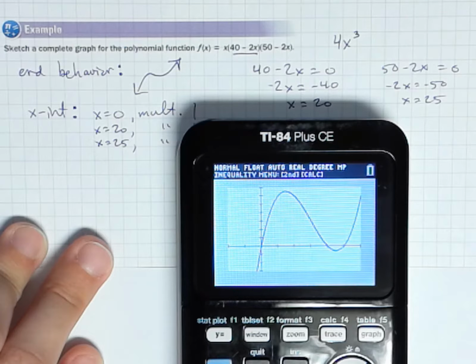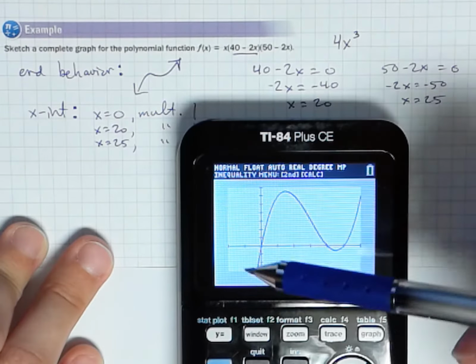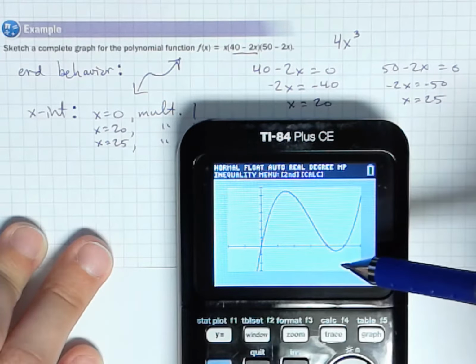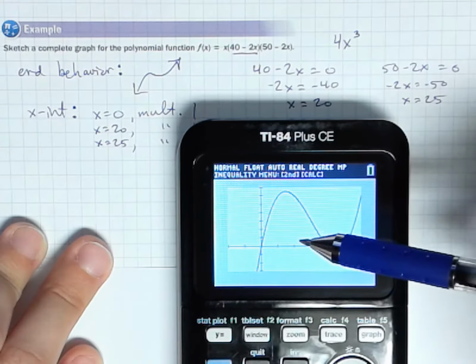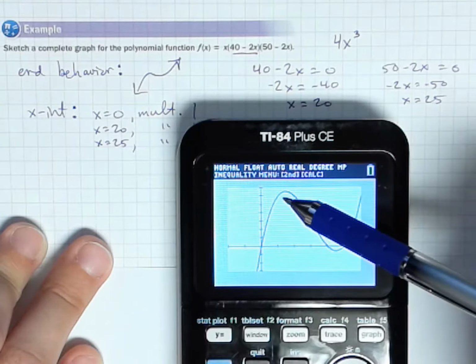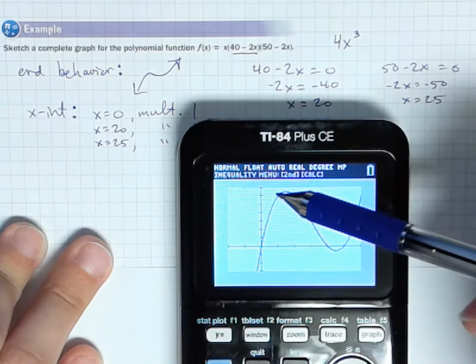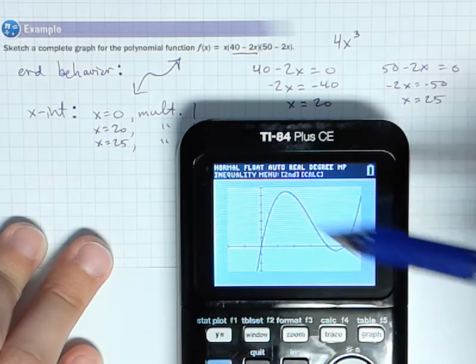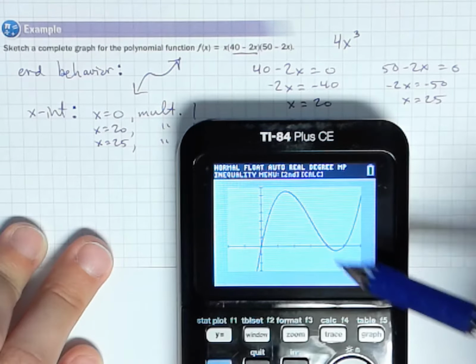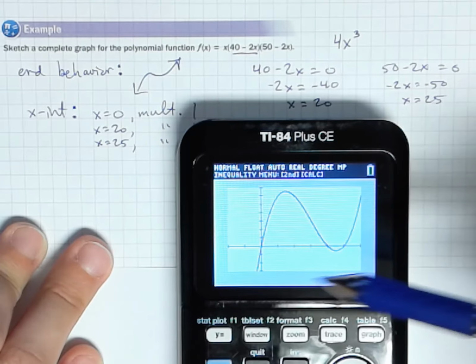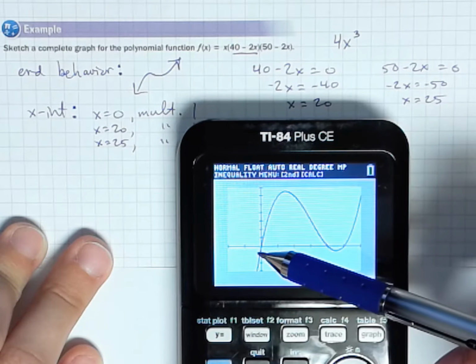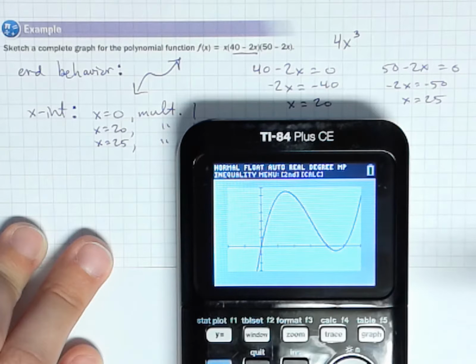Hey, that looks like a polynomial function, right? So we've got our two turns. It was a third degree polynomial, so we could have n minus 1 turns, and that's exactly what we see. So I've got a max here, right? A local max. I've got a local min. So we're going to go find those values. I see it cross here, cross here, cross here. 3 crosses like we expected.